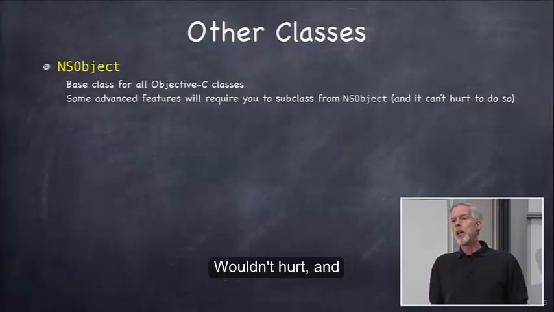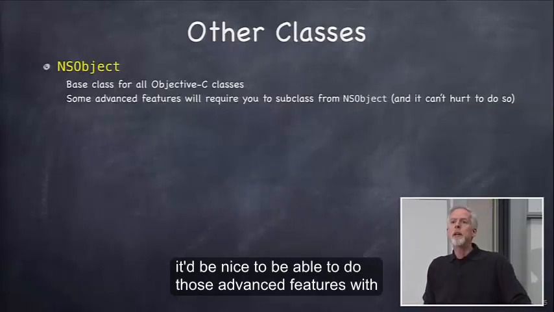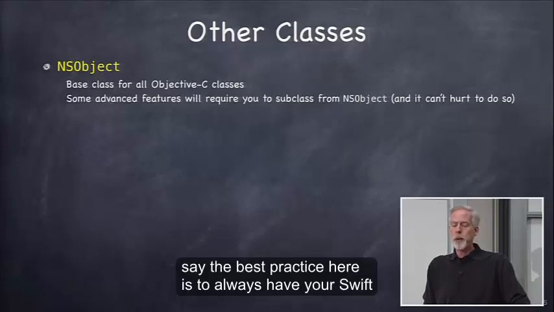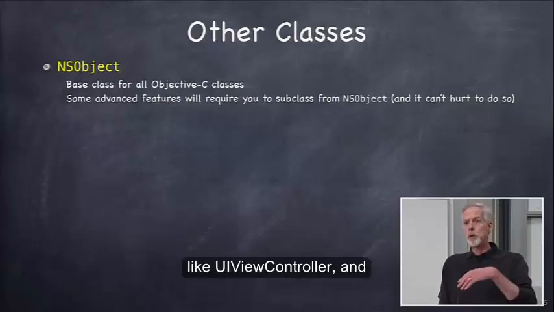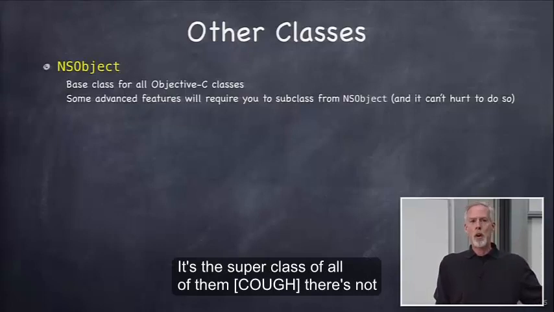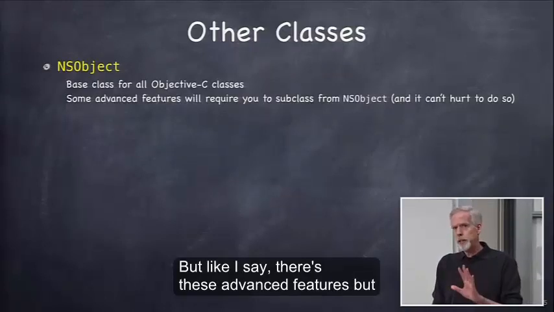It wouldn't have hurt, and in the future, once we learn these advanced things, it'd be nice to be able to do those advanced features with calculator brain. So you can feel free. I'm not sure what to say the best practice here is, to always have your Swift classes inherit from NSObject. All the classes in iOS, like UIViewController and all those, they all inherit from NSObject eventually. It's the superclass of all of them. There's not really much in NSObject anymore that matters. But like I say, there's these advanced features.